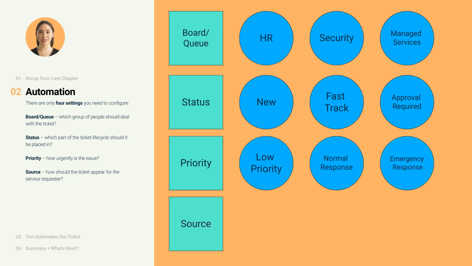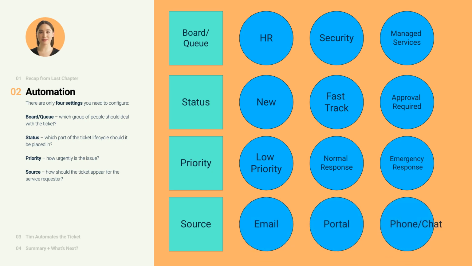And fourth, the source setting. Here you ask, how should the ticket appear for the service requester? It configures the source of notification of the ticket and its progress for the service requester. You can choose either email, portal, phone, or the chat function.